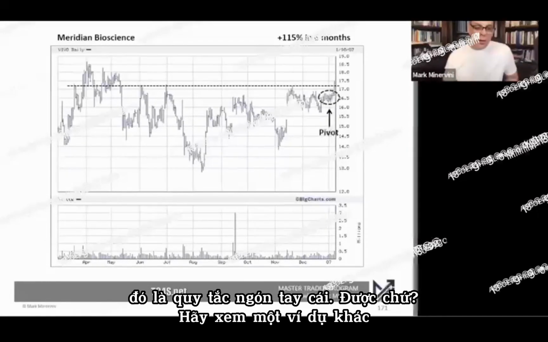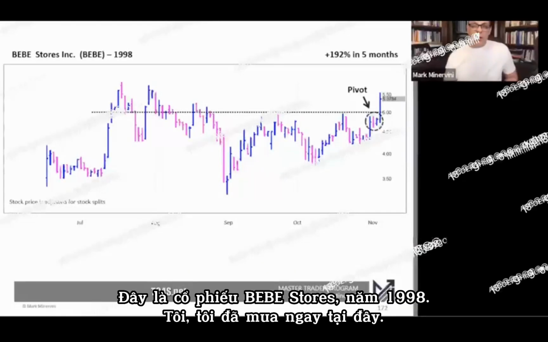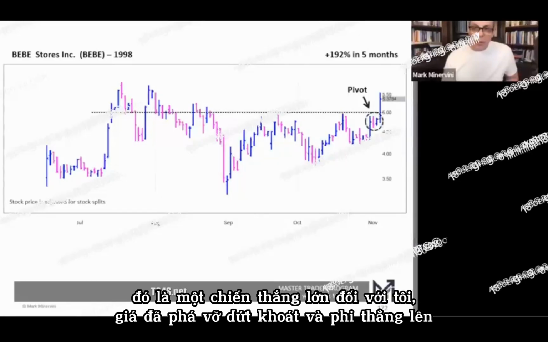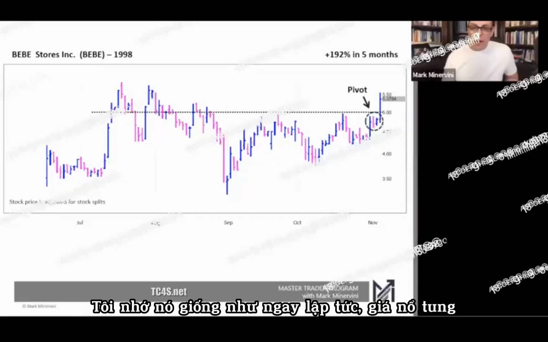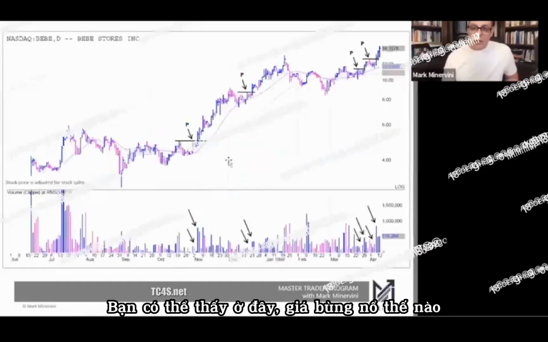Okay, so let's show you another one. This was BB Stores, 1998. I bought this right here. This was a big winner for me. Came out real nicely, just took off. I remember it was right off the hop. It was blasting off. You can see here how explosive it is, comes right out.